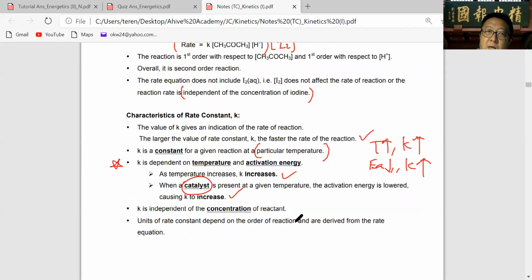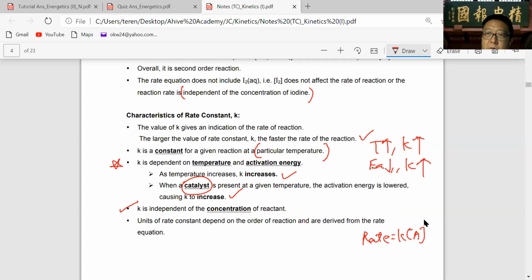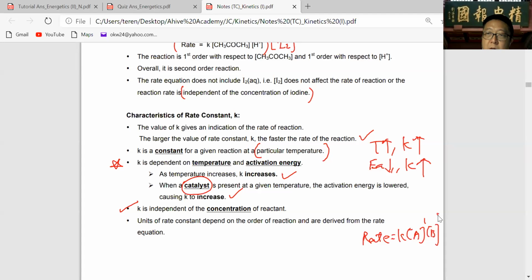Next, K is independent of the concentration of reactant. This is important, because your reactant concentration is reflected in the rate equation. Your K is next to it. Together, they will influence the rate. Your rate has two factors. Remember, your rate equals K times the concentration of A to the power of 1, and let's say B to the power of 1. Example, can you see the concentration of A and the concentration of B will change the rate? Your K will also change your rate.